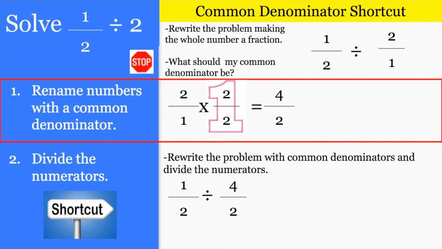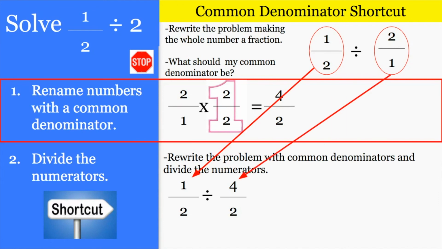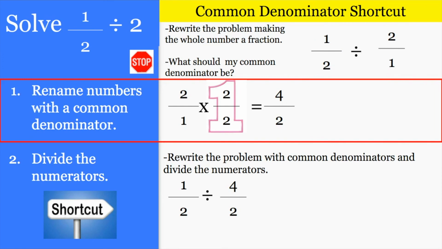Now, please pay attention to this because I think this might be an area where students might get confused. When you rewrite the problem, keep the order. The dividend is 1/2. So you're going to name that first down here, 1/2. The divisor was the 2, or the 2/1. So the one we renamed is the divisor. Now, we have common denominators. So all we have to do is divide the numerators. 1 divided by 4 equals 1/4. And that's the answer.